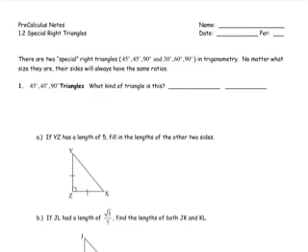Alright, so today we're going to talk about special right triangles. And special right triangles are the triangles that you learned in geometry. We're going to talk about only two types of special right triangles, 45, 45, 90 and 30, 60, 90. The first of which we're going to call 45, 45, 90.